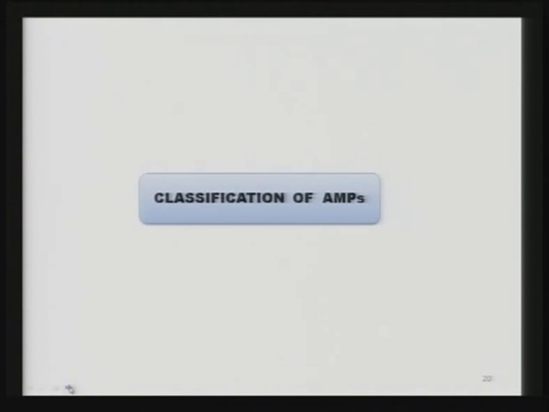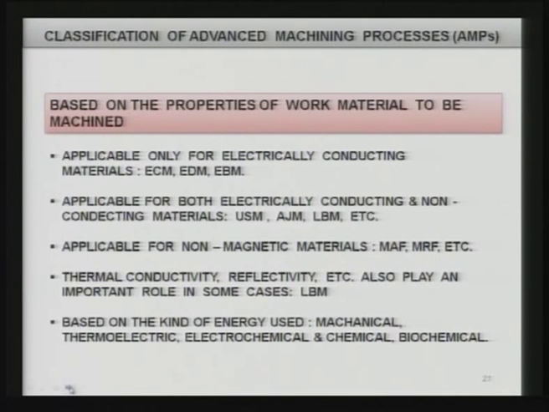Next is the classification of advanced machining processes. You can classify these advanced machining processes based on the properties of the workpiece material to be machined. Some of the processes are applicable for electrically conducting materials, like electrochemical machining, electric discharge machining, electron beam machining, etc. Some of the processes are applicable for both electrically conducting as well as electrically non-conducting materials, like ultrasonic machining, abrasive jet machining, laser beam machining, etc. Now, certain processes are applicable for non-magnetic materials more effectively than magnetic materials, like magnetic abrasive finishing, magnetorheological finishing, etc.